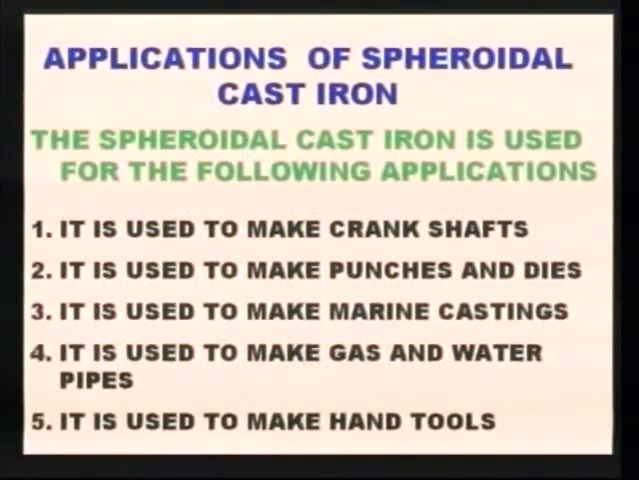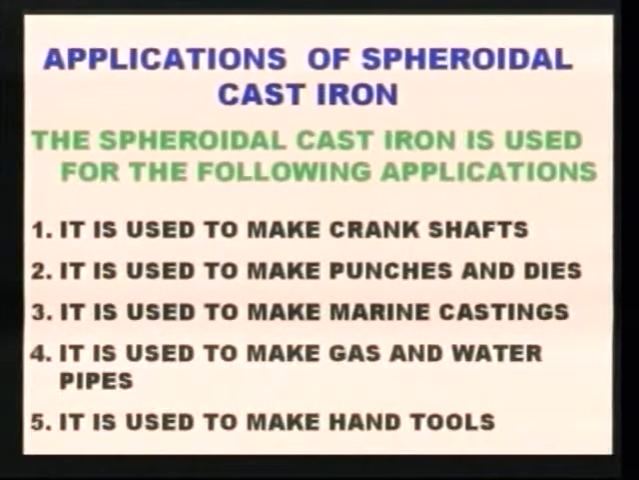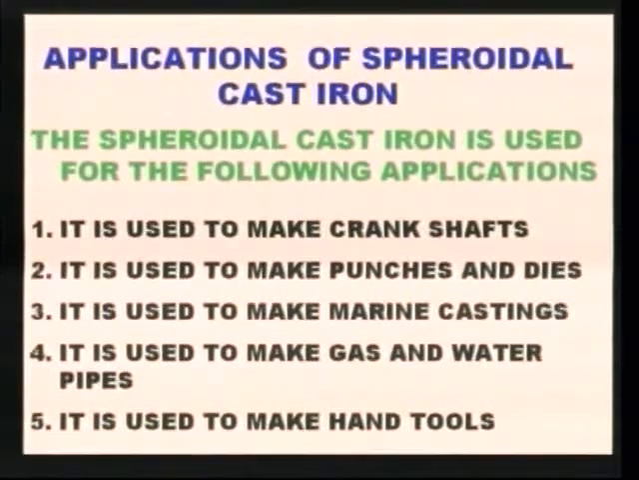These are some of the applications of spiral cast iron. It is used to make crankshafts. It is used to make punches and dies. It is used to make marine castings. It is used to make gas and water pipes. It is used to make hand tools.